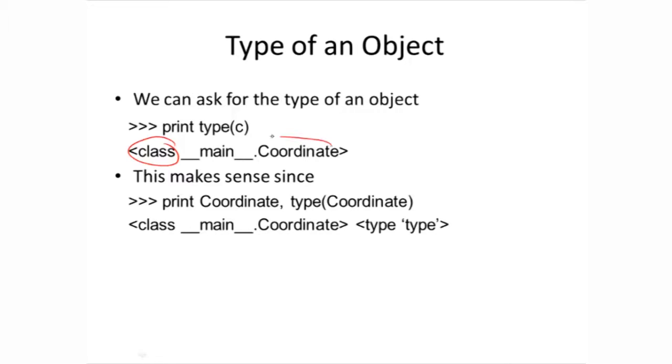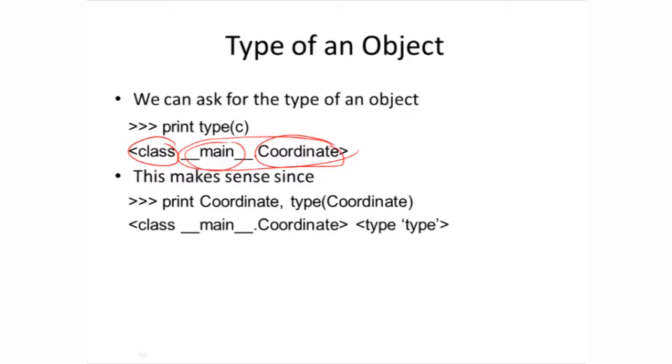And then it tells me basically information about the class definition of which it is an instance. The main here is saying it's a class whose definition is bound in the global environment, but there's the name of the class. So this is essentially telling me that C is, in fact, an instance of the class coordinate. And that actually makes sense.